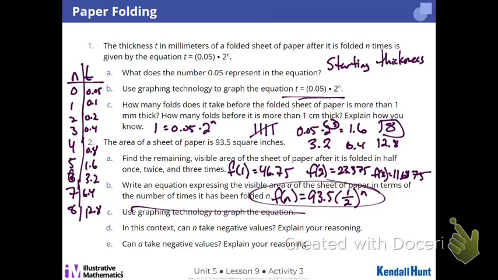Now, can we do negative values for this situation? No, because you can't unfold something that isn't folded, right? Negative exponents? Yes, but this one isn't, right? How about the previous one? Up here with thickness. Could we have done negative? What about with the solar panels? Could we have done negative exponents with the solar panels?